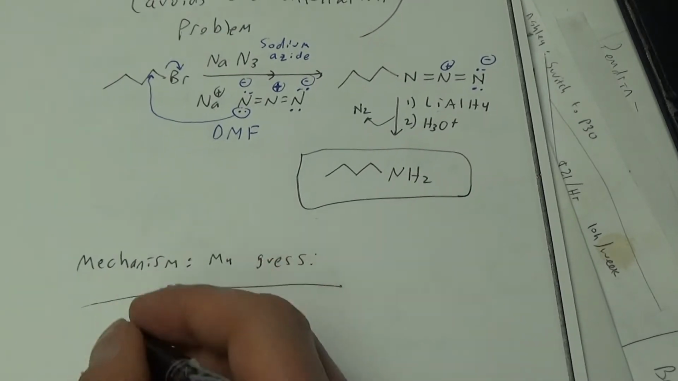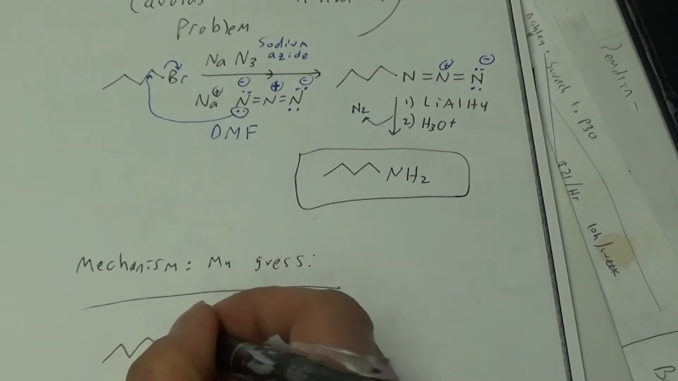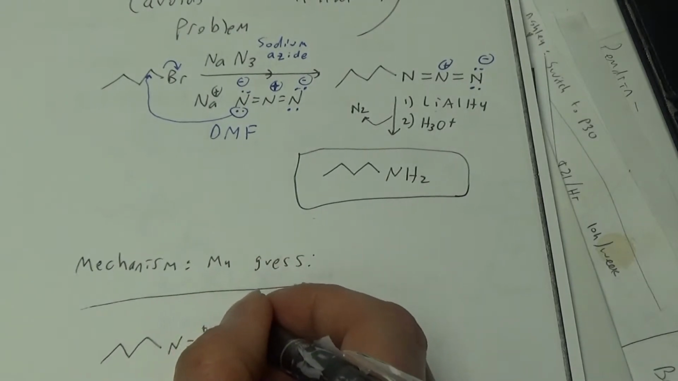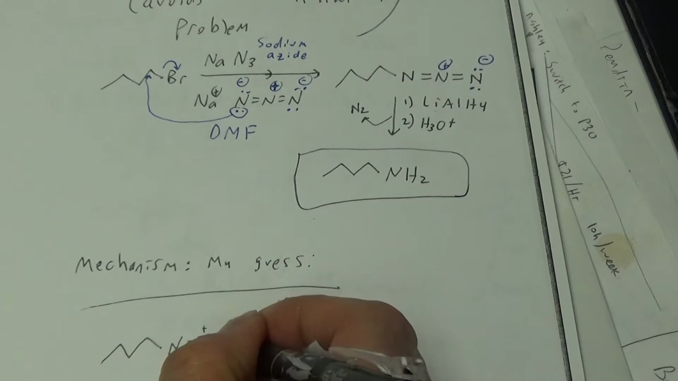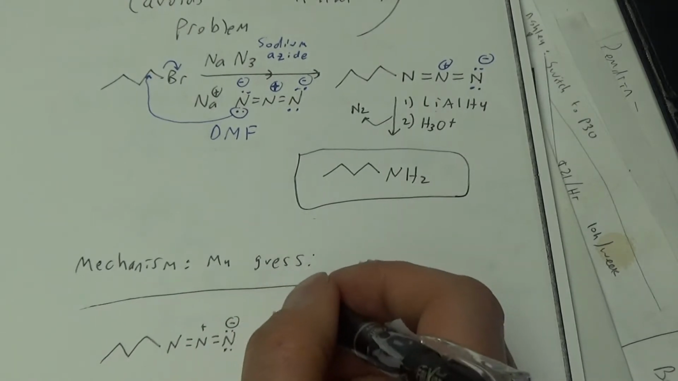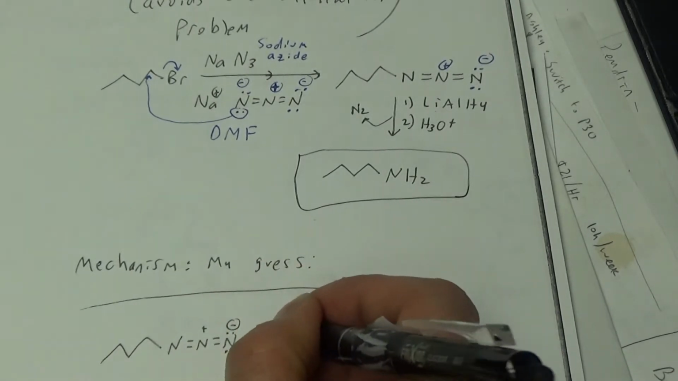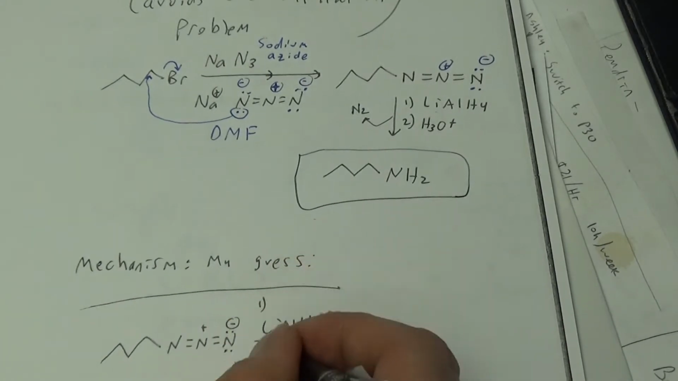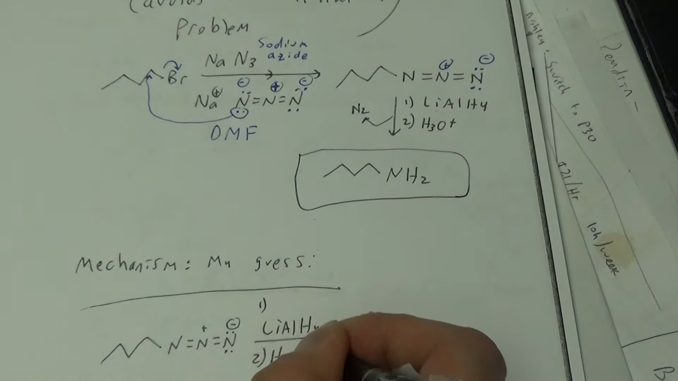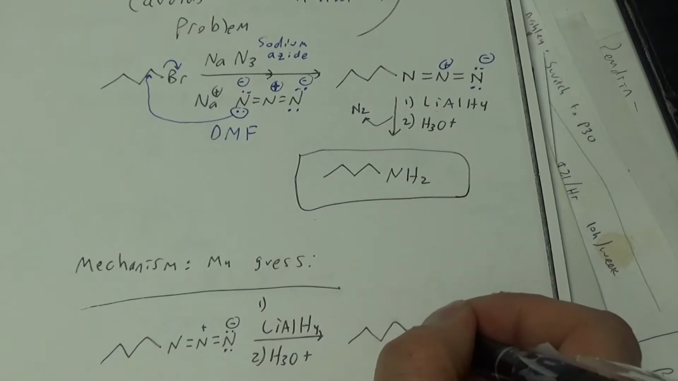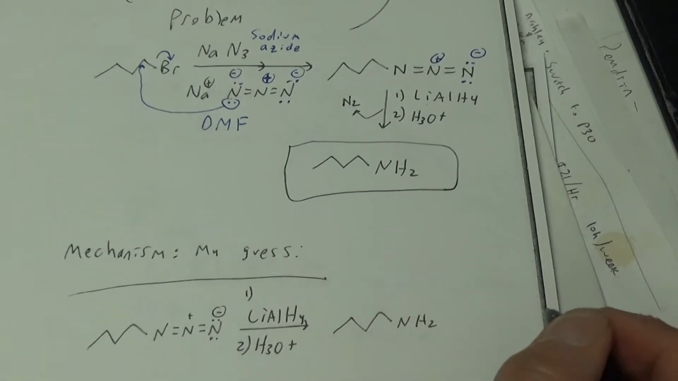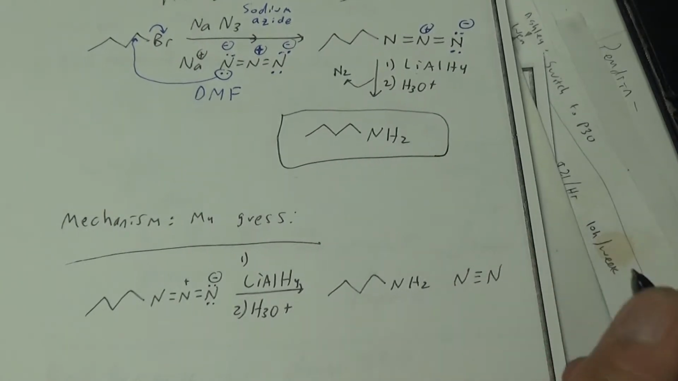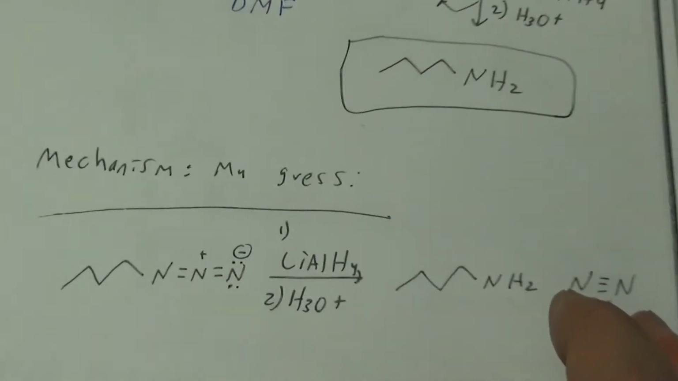Alright, so the way I think it happens is you have your azide, and remember you have a plus charge and a minus charge, and we react this with the lithium aluminum hydride, followed by acid water, and you get the amine and N2, nitrogen gas.